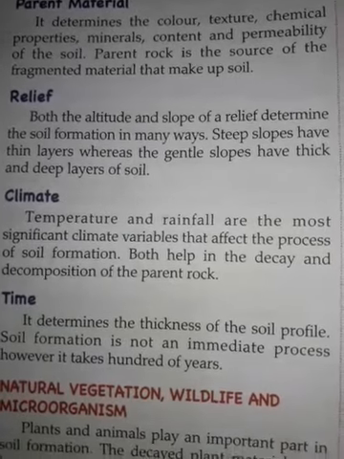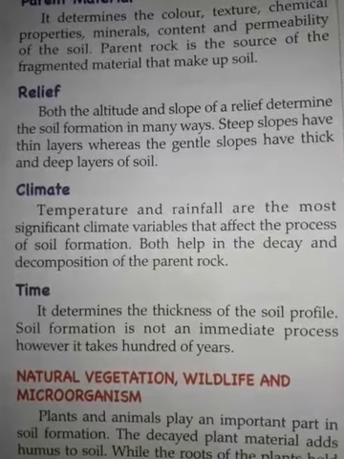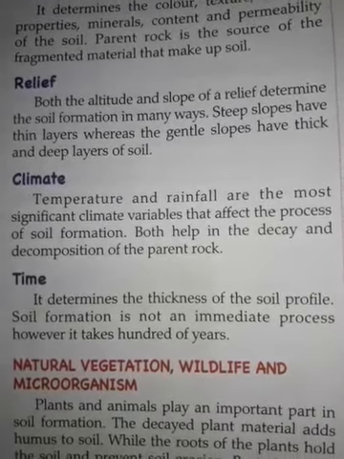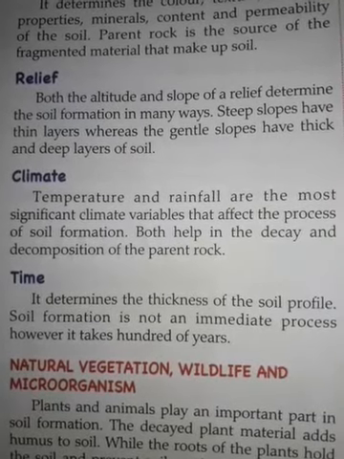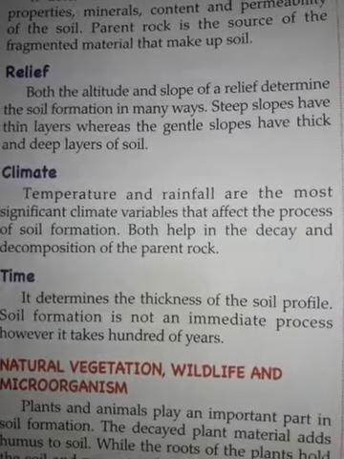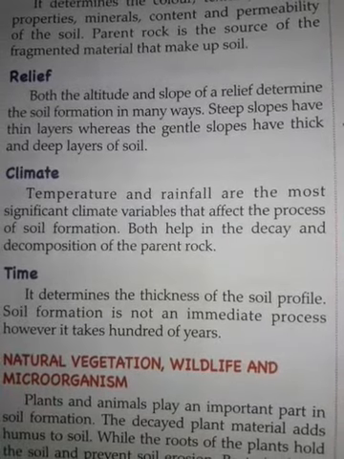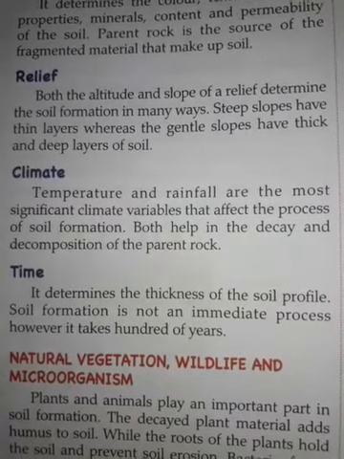Then the climate. Temperature and rainfall are the most significant climate variables that affect the process of soil formation. If it is a very hot climate, and due to the variation in temperature, the soil is formed very fast.